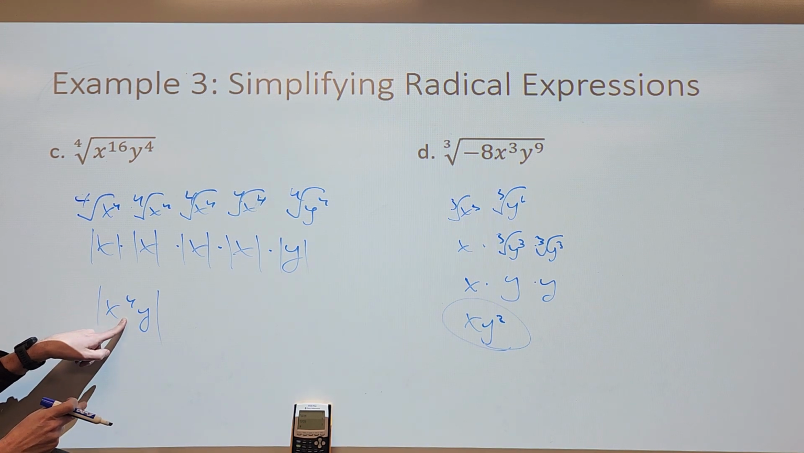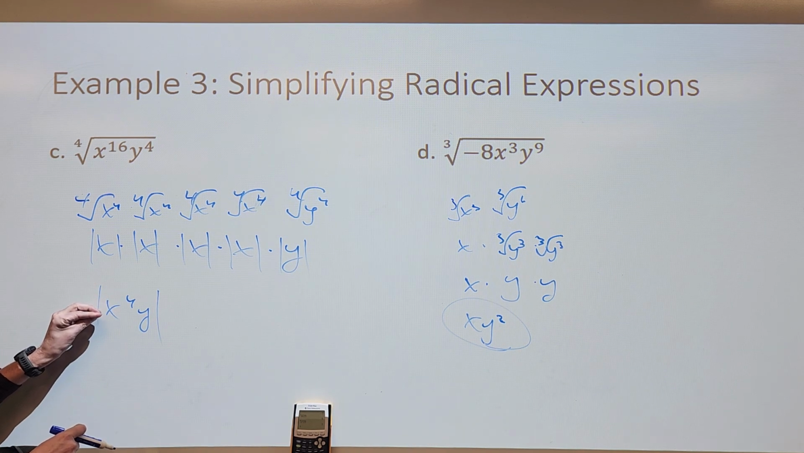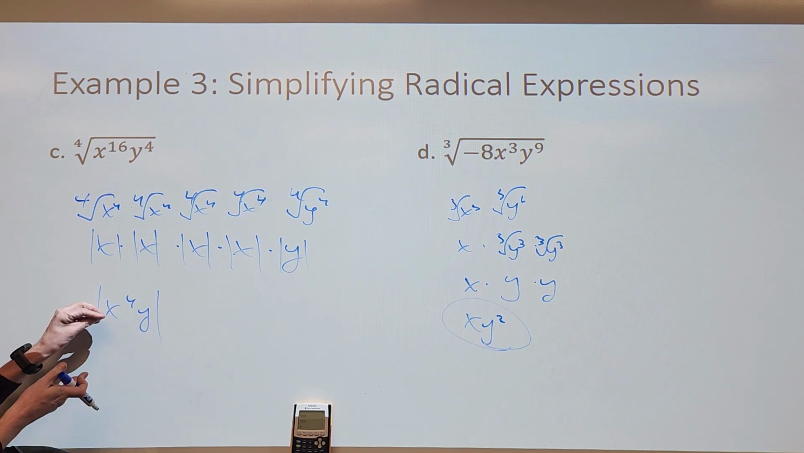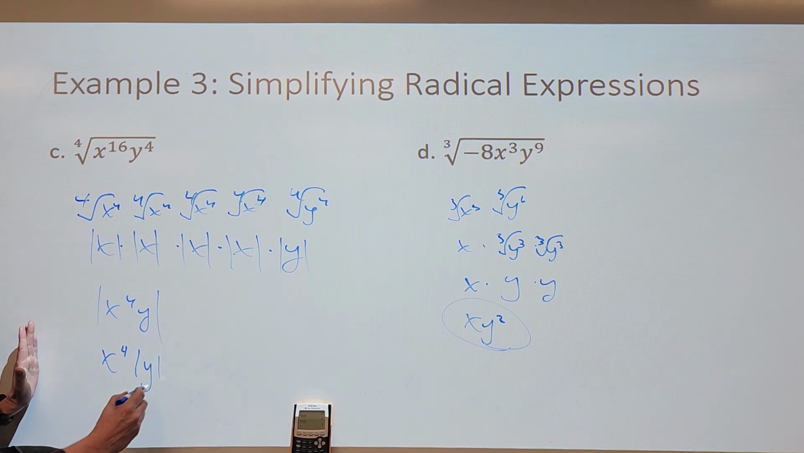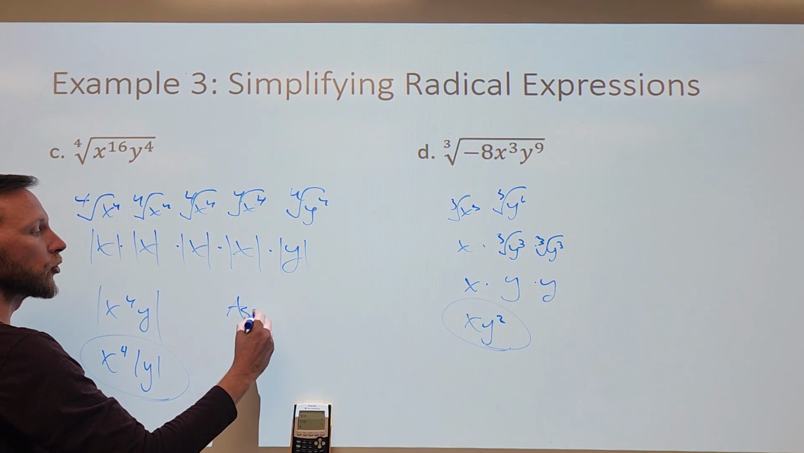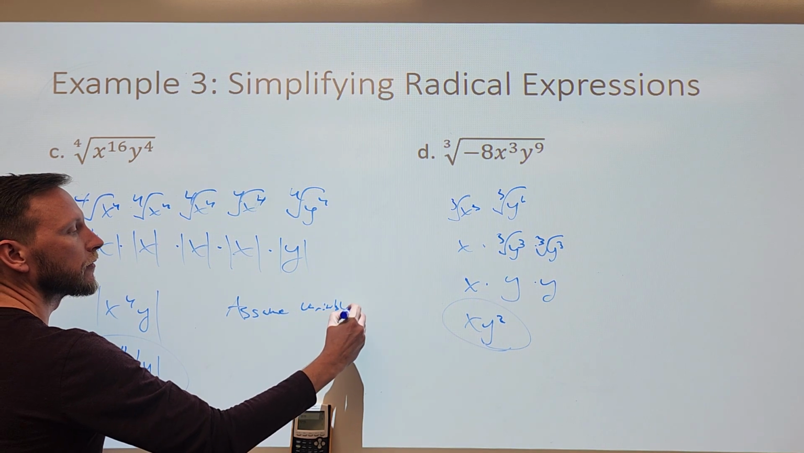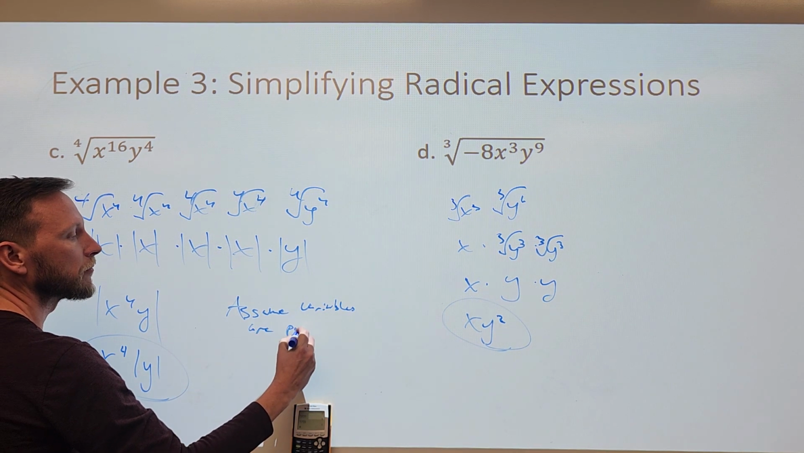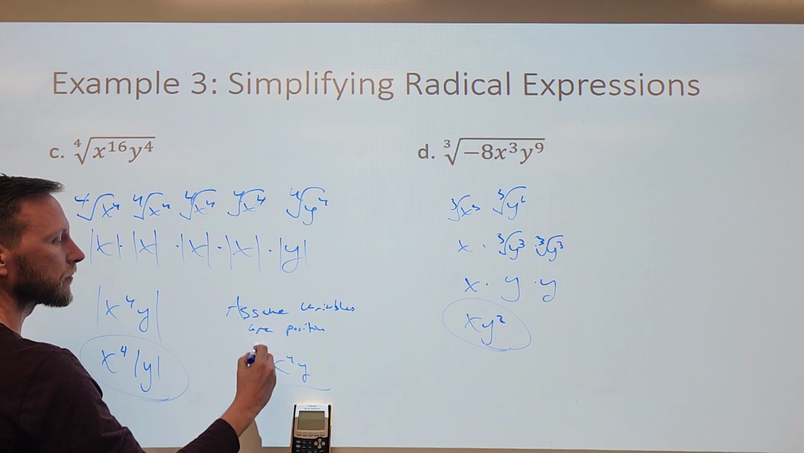Now here, there might be a way to think about that as, well, no matter if x is positive or negative, when we do that negative number, if it's negative to the 4th, it's going to end up positive anyway. So we only need to put the absolute value around the y value, unless we assume that the variables, sorry for the handwriting, are positive. Then we can just say that this is x to the 4th y.